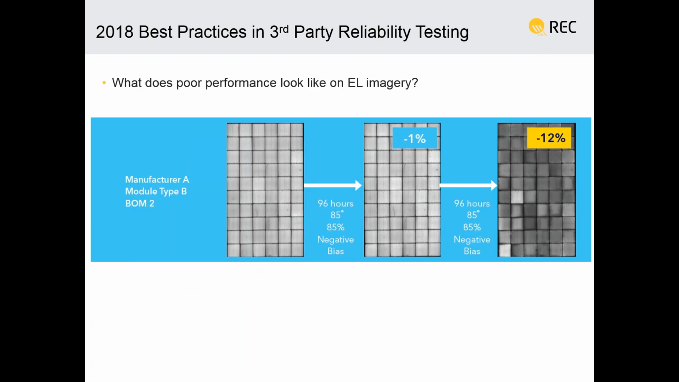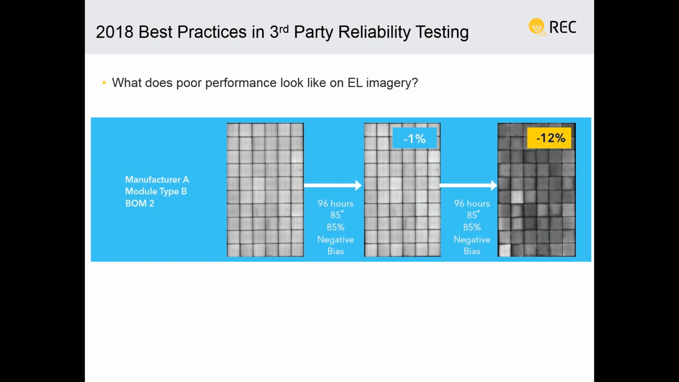This is an example from that same DNVGL report. This is not an REC product, which, for those of you that have been paying attention to our module architecture, is purely on a half-cut cell basis at this point. I know other vendors have also gone this way, but we've believed in that architecture since 2014. This is a full cell product. This is not a half-cut cell product. So it's not us, it's anonymized, that's just fine.